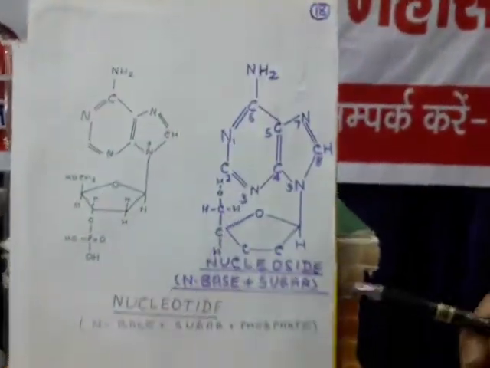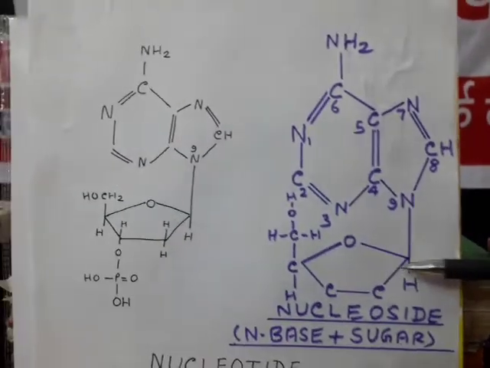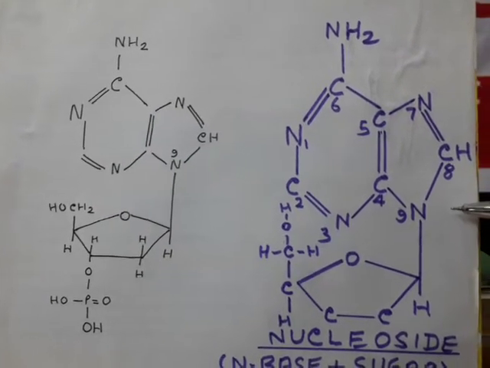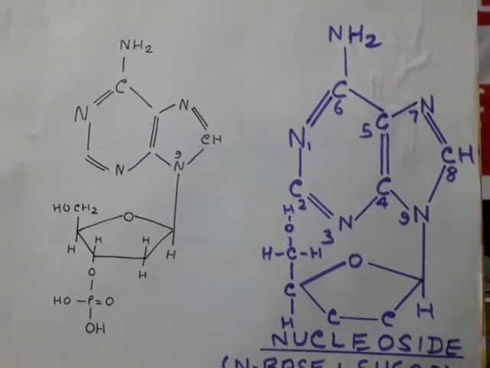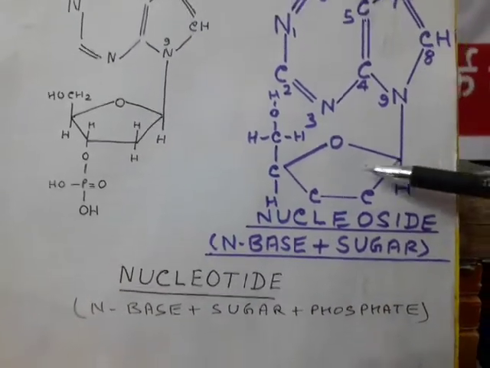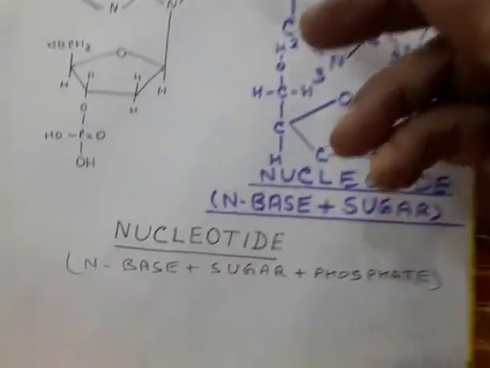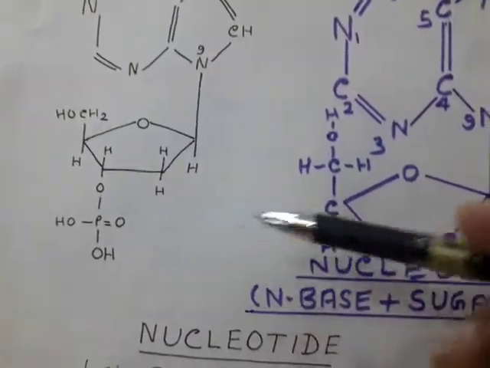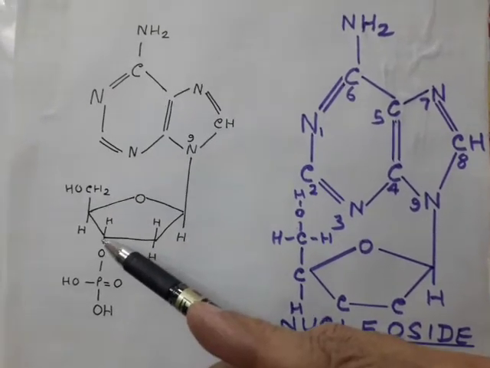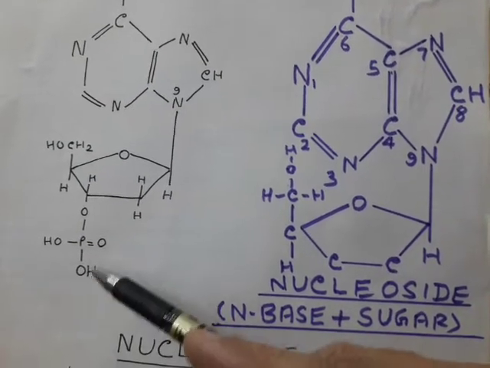You can see here a nucleoside molecule formed by a 5 carbon deoxyribose sugar. Carbon number 1 position binds with nitrogen number 9 position of a purine. So it is a nitrogenous base plus sugar, and it is called a nucleoside. Here it is a nucleotide, having a nitrogenous base plus sugar and phosphate. This part is the same. Here at carbon number 3 position or at the 5th position, one phosphate group attaches, so it makes a nucleotide.